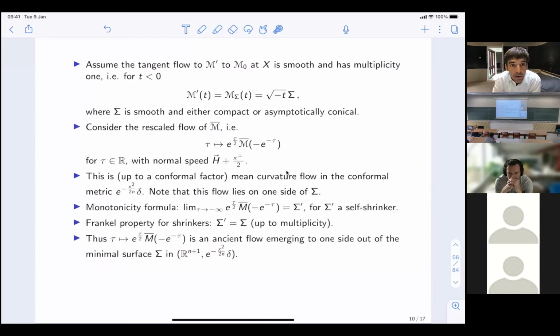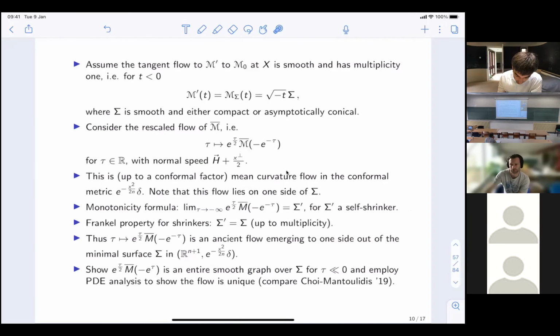But this function has a sign, so the speed has a sign. This one-sidedness, that it comes from one side, we use to prove that the behavior is dominated by the first eigenfunction, which goes in one direction. That allows us to prove using PDE techniques.